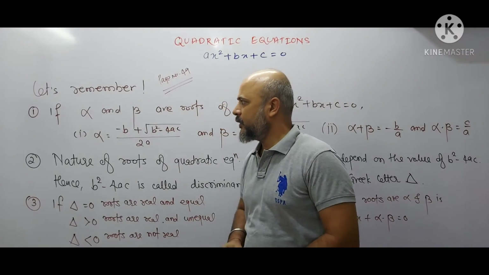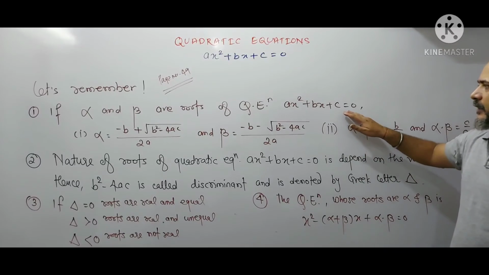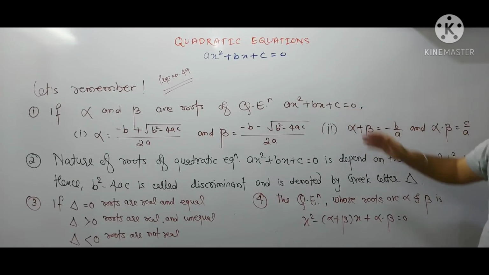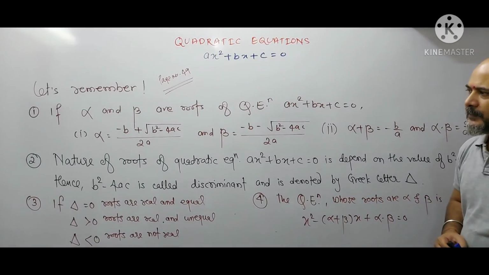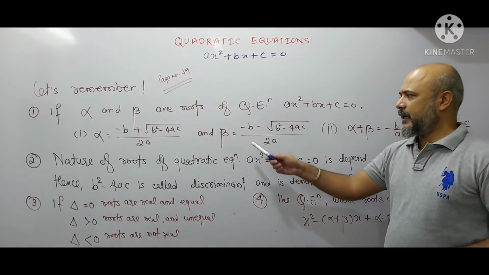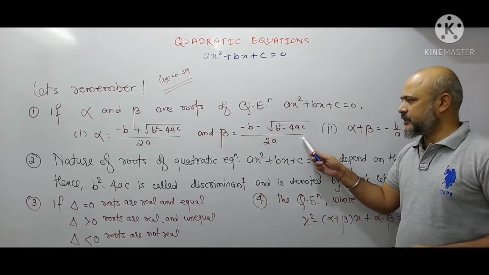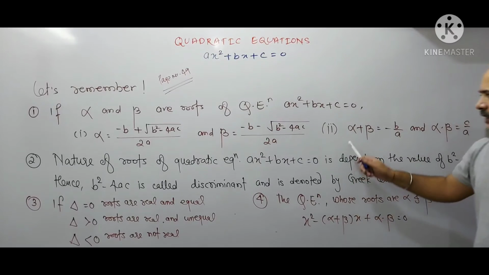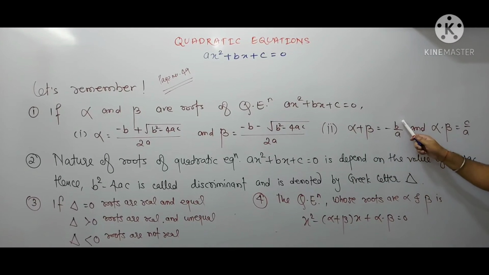Let's remember. First point is, if alpha and beta are roots of the quadratic equation ax square plus bx plus c is equal to 0, then alpha is equal to minus b plus root b square minus 4ac upon 2a, and beta is minus b minus root b square minus 4ac upon 2a. Second thing, alpha plus beta, which is called sum of the roots, is equal to minus b by a, and alpha into beta, which is called product of the roots, is equal to c by a.